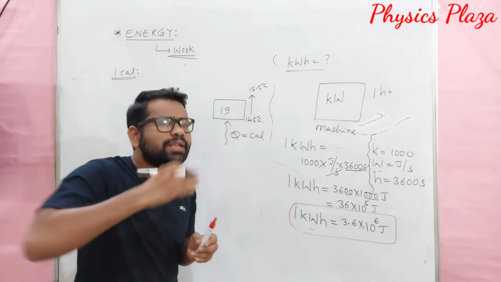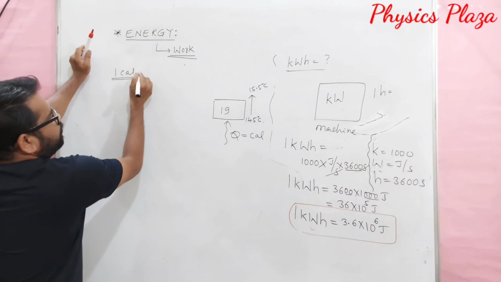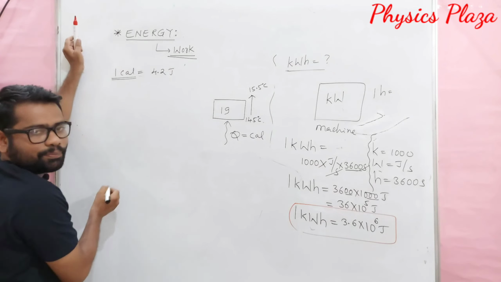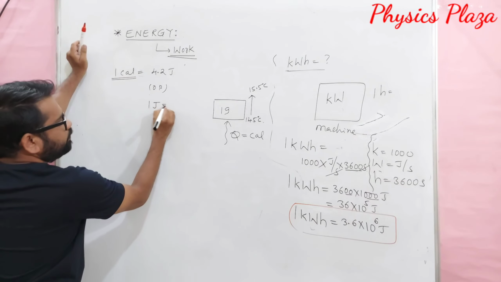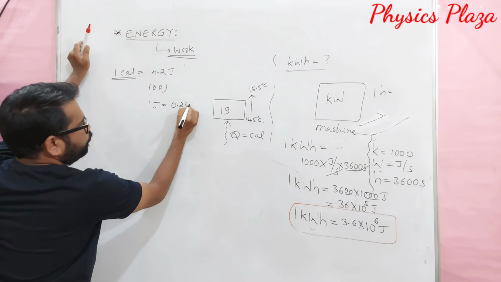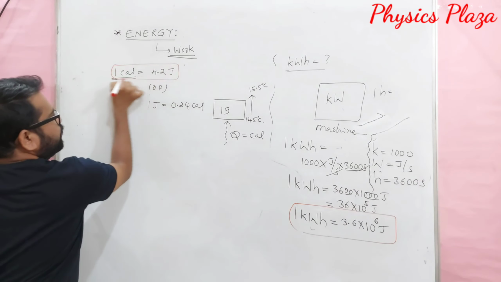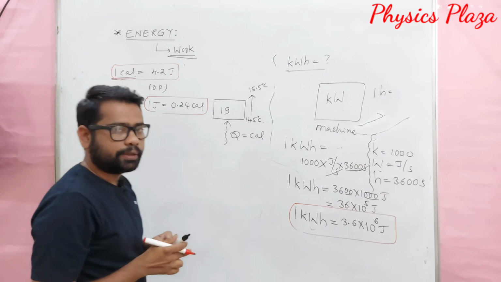But how is calorie related to the SI unit of energy? Children, 1 calorie is equal to approximately 4.2 joules, or 1 joule is equal to 0.24 calories. This is how calorie is related to joule and joule is related to calorie.